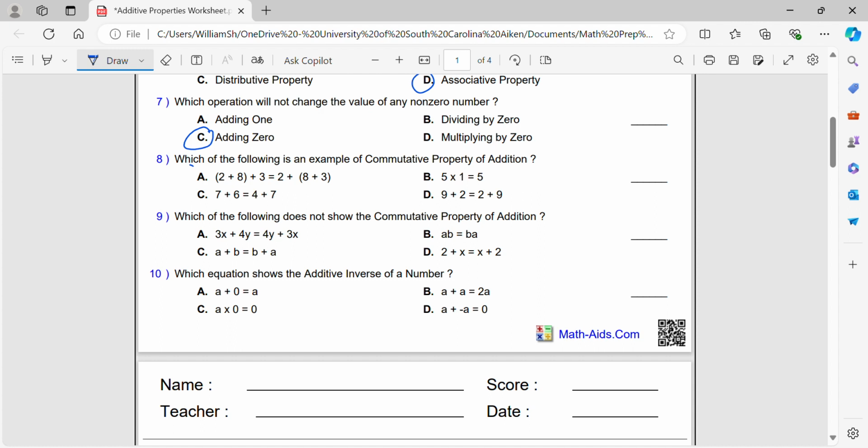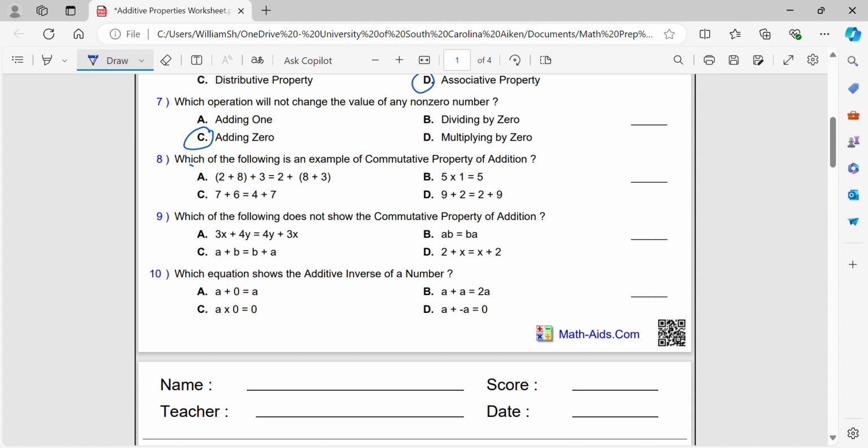Which of the following is an example of the commutative property of addition? Now, if I look at part A, it says 2 plus (8 plus 3) equals (2 plus 8) plus 3. I think that's the associative property, right? We just went over that in number 6. B says 5 times 1 is 5. That's a multiplication. We're talking about addition here.